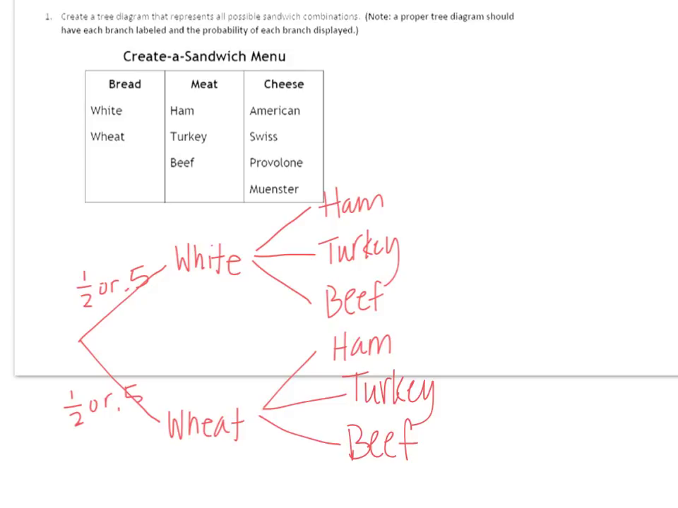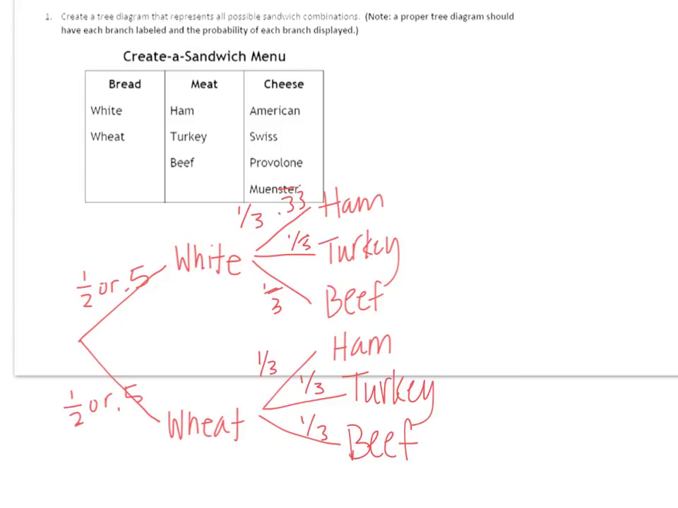Now, just looking at the meat branch, not the bread branch, for ham, you have 1 out of 3 possible meats. So ham is going to be 1/3, or if you want to do the decimal, you can write 0.3 with the little line above it for repeating. Actually, you're supposed to do 0.33, that's the rule. Then turkey is 1/3, and beef is also 1/3. Oh my goodness, that's supposed to be 1/3. Okay, ham is 1/3, turkey is 1/3, and beef is 1/3 down here.